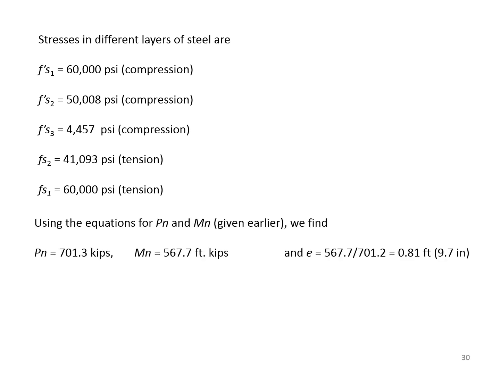Using the equations for Pn and Mn given earlier, we find that Pn is equal to 701.3 kips, Mn is equal to 567.7 foot-kips, and the eccentricity, which now corresponds to the balance condition, is equal to 0.81 feet or 9.7 inches. For the balance condition, phi is equal to 0.75 for the spiral column. Therefore, phi Pn and phi Mn can be computed. We get 526 kips and 425.8 foot-kips respectively.